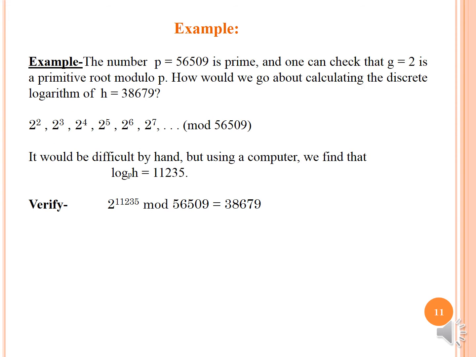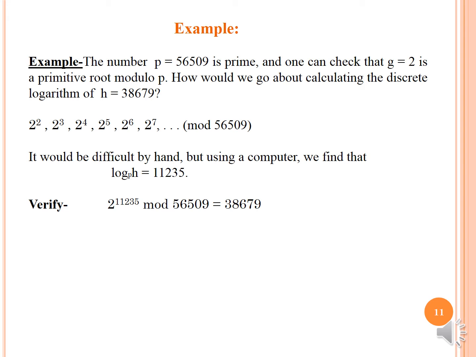Let's take an example to understand what is discrete log. Suppose we have a multiplicative group of order p, where the p value is 56529, and let's say 2 is the generator of the group. So how are we going to calculate the discrete log value with respect to the value of h? It is computationally difficult to find by hand, but using a computer, it is easy to solve.